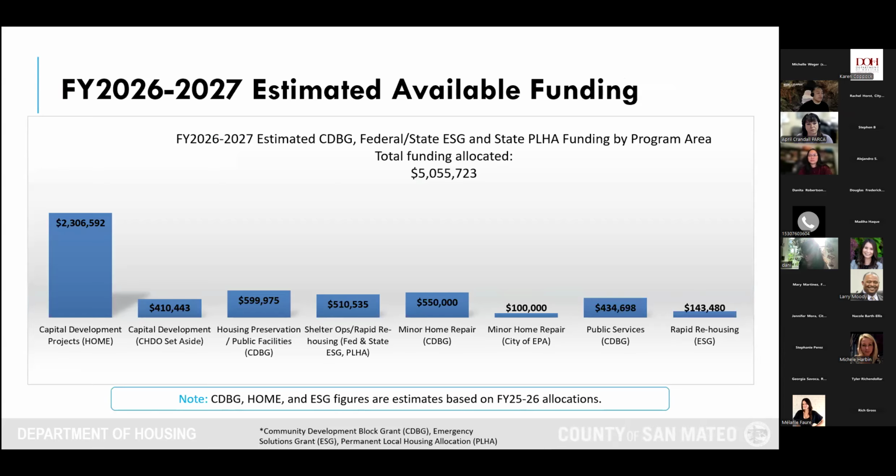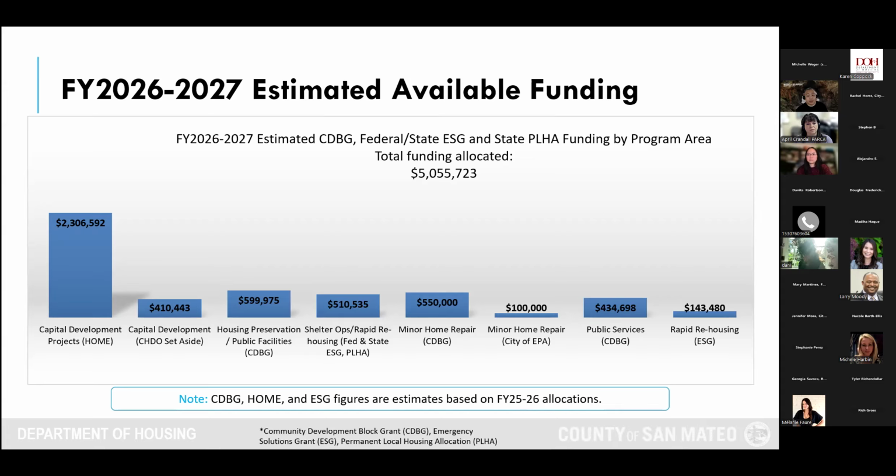The estimated funding for the 2026-2027 fiscal year, including all of them, will be $2,306,592 for capital development projects. There is a set aside for CHODOS of about $410,443. A reminder for CHODOS that yes, this is set aside for you, but you do not have to cap yourself at 410. You are welcome to ask for more.